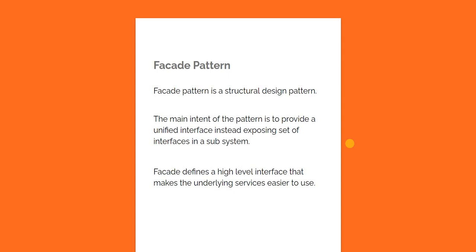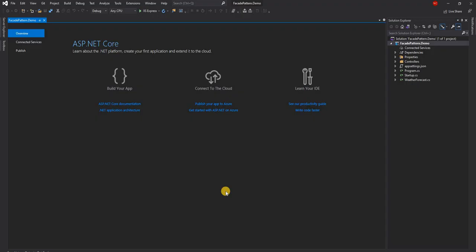So now let's take an example and it will be more clear what I mean by this. And facade pattern is also probably one of the easiest and simplest design patterns out there. And in a lot of cases, we use facade pattern without even knowing about it. So let's take an example.